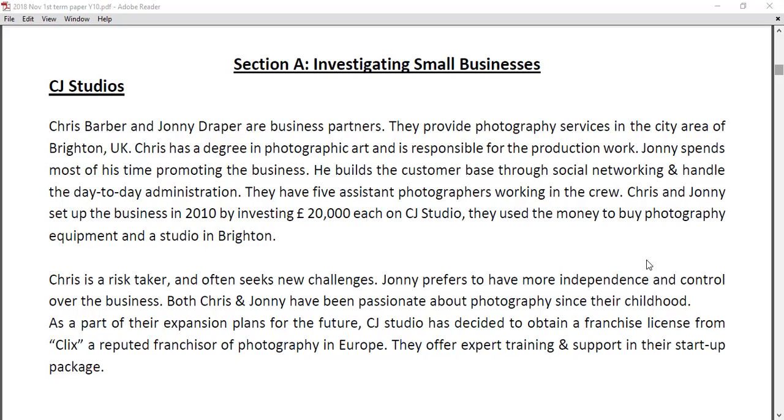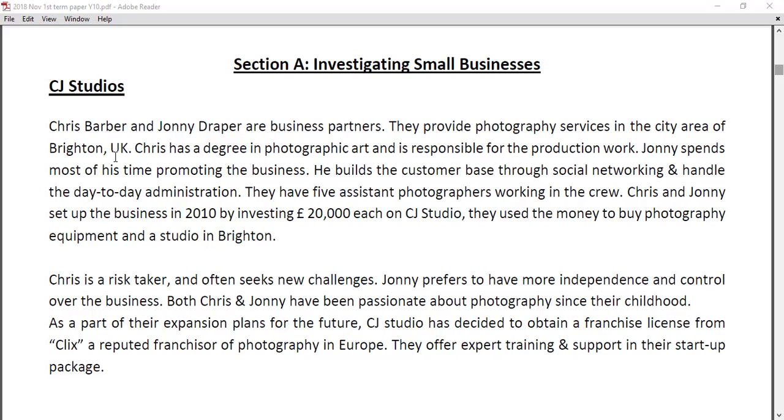When you're reading a case study, you can highlight or underline important things that you feel you can use in your answers. You can use this technique in your writing for any paper, small business or large business. When you're reading this one, you can highlight these words, for example, the photography services they are providing. City of Brighton, UK, because you can even use the city names in your answers, right?